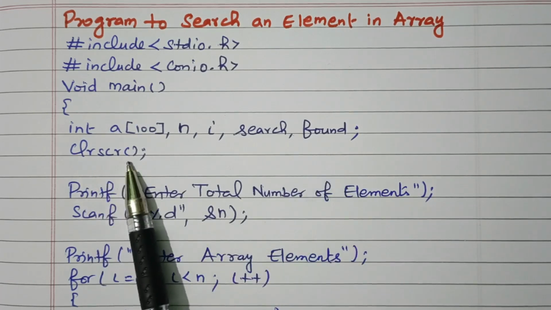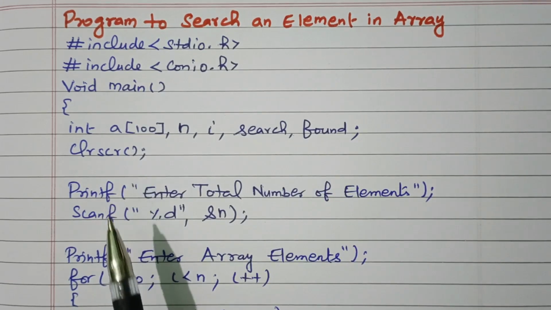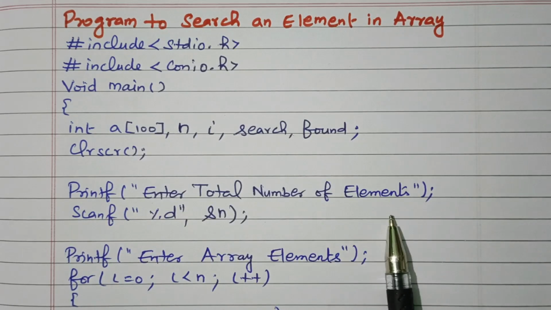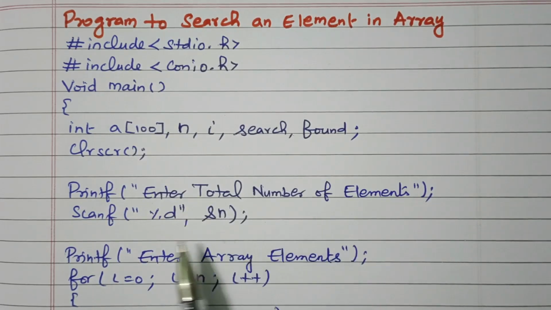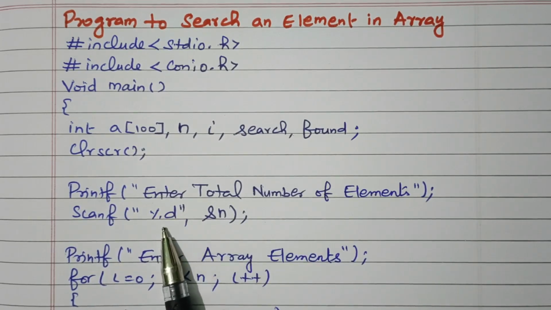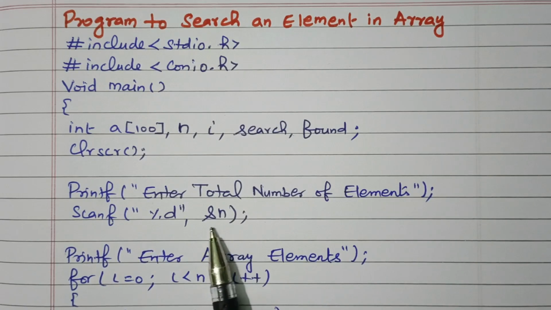Then clrscr, we clear the previous content. Then the first is printf, "Enter total number of elements". Now we ask the user to enter the total number of elements. scanf("%d", &n). This %d refers to integer type, and &n means address of n. The number entered by the user will be stored in the address of n. Now we got the total number of elements.